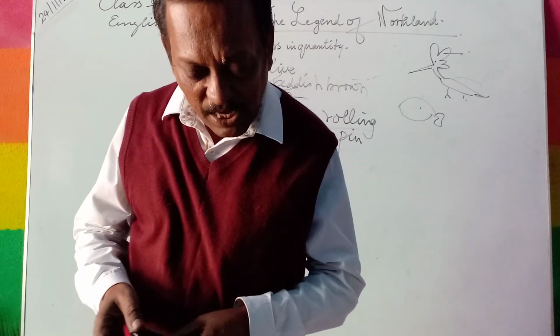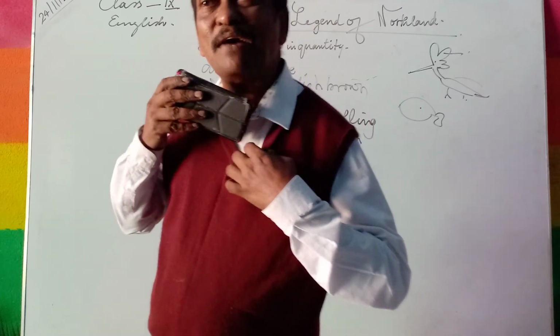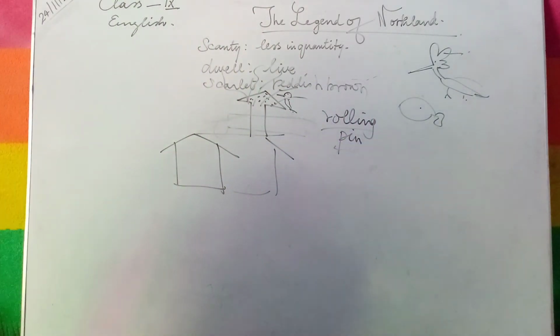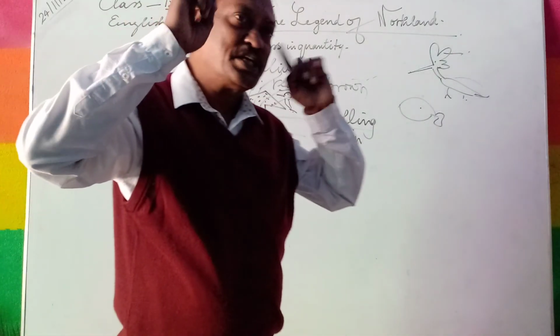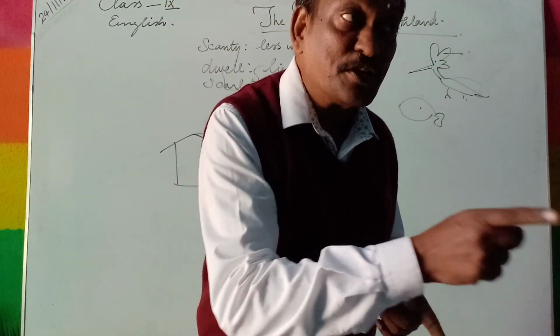Where was Abdul Kalam's house? Where was Abdul Kalam's house? And where is Rameshwaram? In which state? Tamil Nadu. Everybody, are you listening to me? Yes, sir. If these questions appear in the examination, you'll have to write.